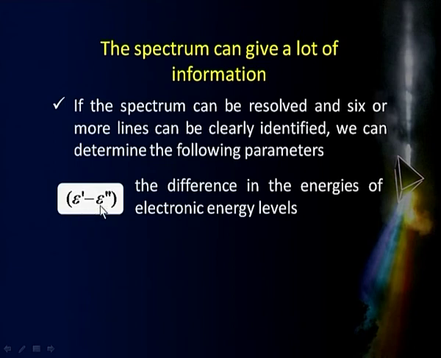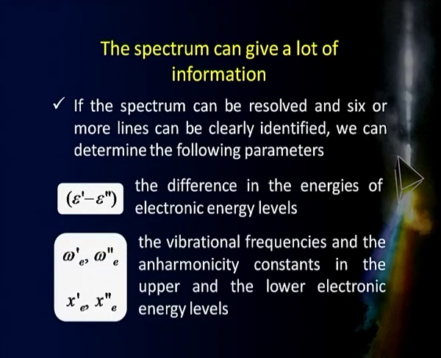That means I can work out the difference in the energies of the electronic energy levels. So, I did not know the energy level difference, but I can get it from the spectrum. Secondly, I can get these 4 important parameters, which are basically omega E prime, omega E double prime, x E prime and x E double prime.